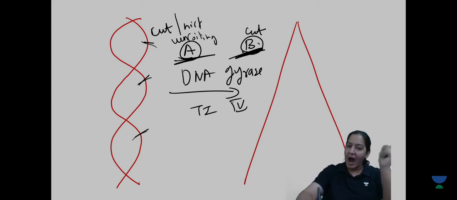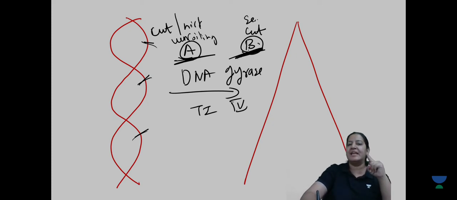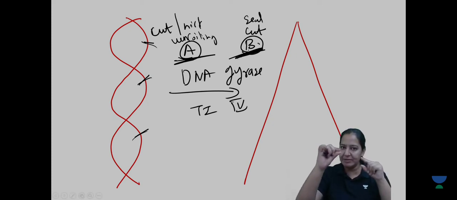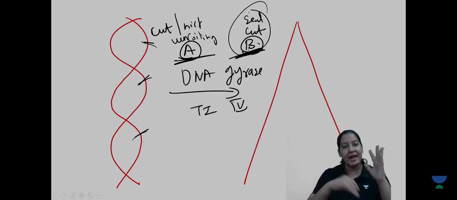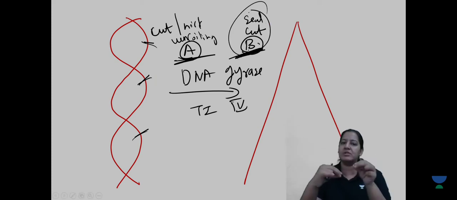It becomes straight. Now again B will come and again it will seal it. So cutting and sealing will rejoin it. Cutting and sealing is B's job. First B will make the cut, A will come and do negative coiling, and B will seal it.